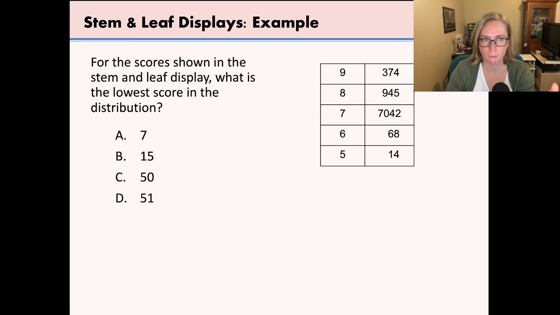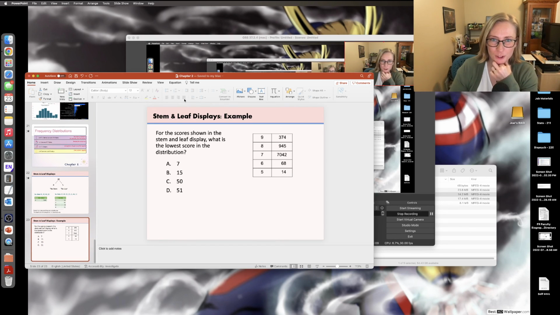All right, one example. For the scores shown in the stem and leaf display over here, it looks like we have 90s, 80s, 70s, 60s, and 50s. What is the lowest score in the distribution? Right, so it looks like we have 90 values, 80 values. So I'm going to leave this to you to think about. You're trying to find the lowest score in the distribution, right? So first find your stem and then find your leaf that denotes the smallest number. Okay, so that was chapter 2.